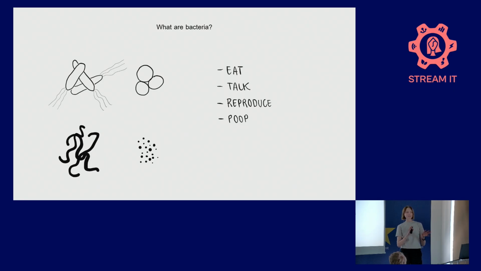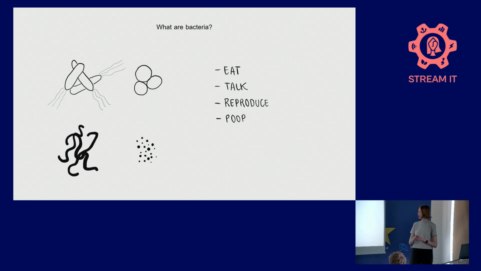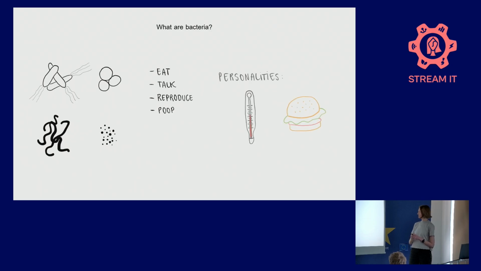They're very similar to us because they eat, they talk with each other, they also reproduce a little bit differently, but still, and they also poop. And we will get back to this. But just like us, they also have different personalities. So some bacteria prefer hotter environments, while others prefer colder environments. And they also have different food preferences. Some like to eat fats, some like to eat proteins or fiber. And with these kinds of personality traits, we can classify different bacteria.